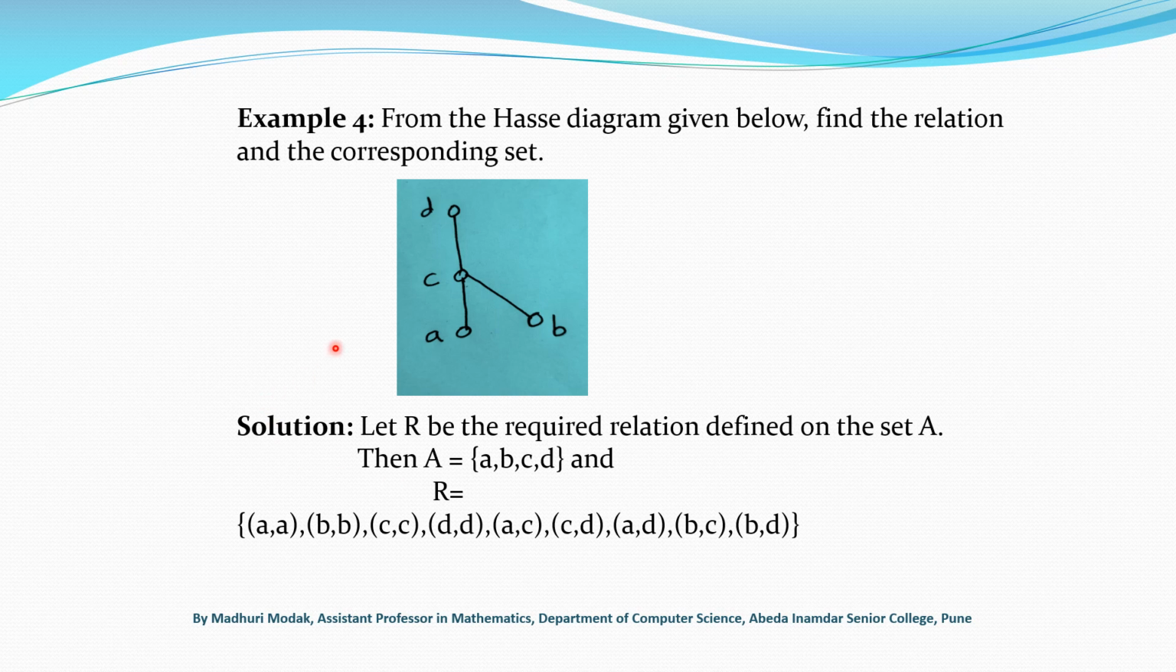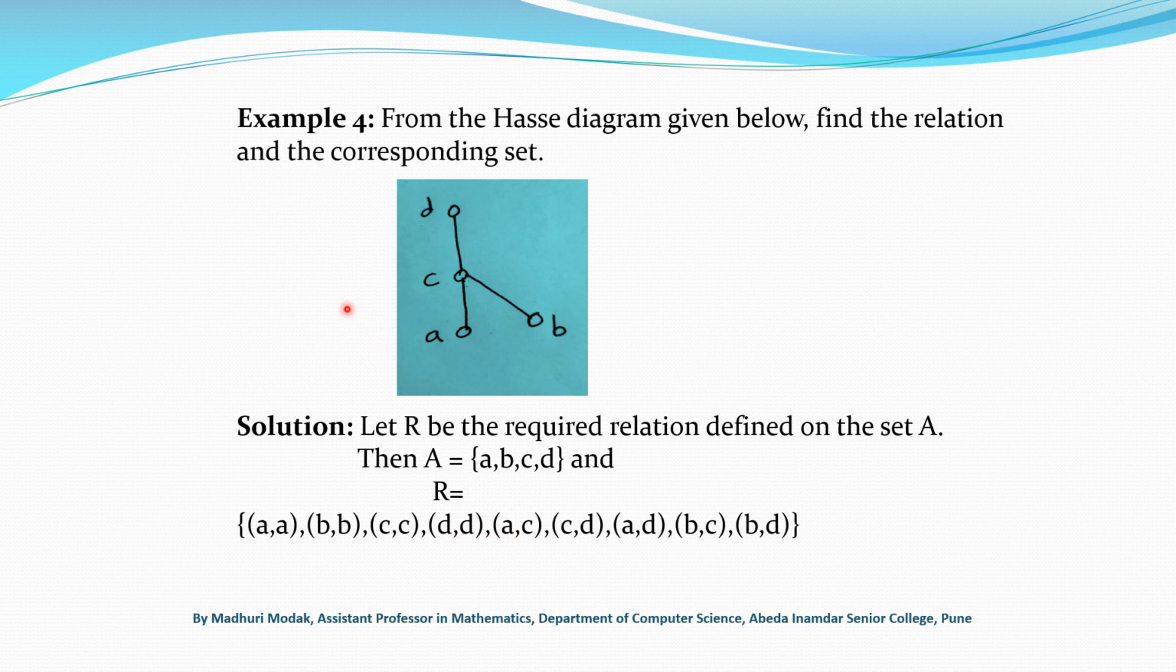Now, first, as every element is related to itself, since it is a reflexive relation, we write all the pairs (a,a), (b,b), (c,c) and (d,d). Now see here, above a, c is there and there is a directed line segment from a to c, so a is related to c. Similarly, above c, d is there and from c to d there is a line segment, which means c is related to d. Now (a,c) is there and (c,d) is there, so by transitivity a is related to d. So we get (a,d) also.